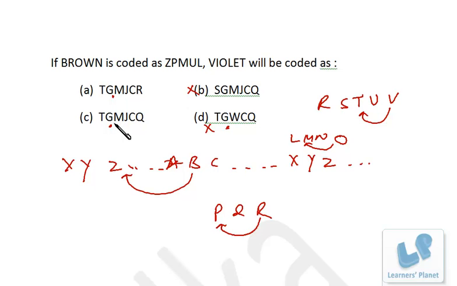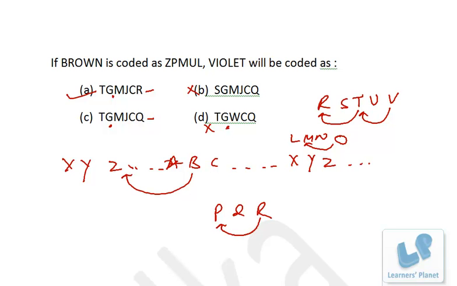Now for M, J and C we will not check. Now the unique ones are R and Q. So we'll check for T. Now T is replaced by R. Okay. So this is the correct choice. I hope you are clear.